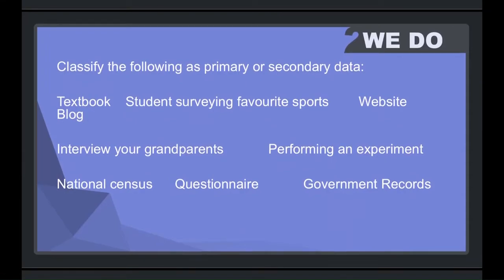I'm going to do a few of these. I'm going to highlight primary in purple and secondary in green. Let's see. Looking something up on a website is a very clear example of secondary. A student surveying favorite sports is primary because the student is the one collecting the data that they're using. I'm going to get you guys to have a go at choosing what the rest of the things on there are. And yeah, pause if you need to. I'm going to throw up the answers in a second.